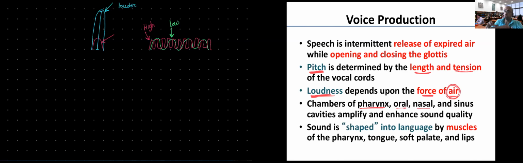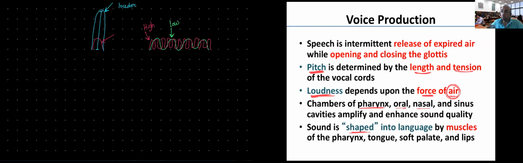One last thing that we need to do, other than enhancing the sound, is shaping those sounds into a language. And in order for me to shape the sound into a language, I need to have a coordinated muscular movement. So, for example, if I'm saying O, I need to purse my lips. Can you say O without pursing your lips? Will it sound O? Can you say O while you are smiling, for example? It won't sound O, right?